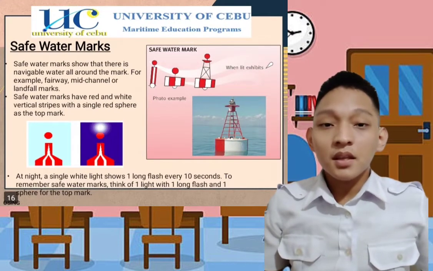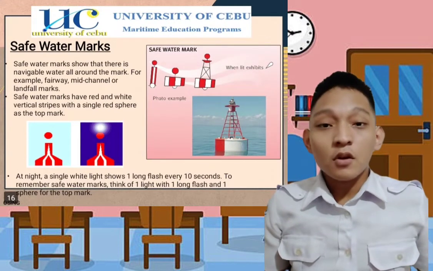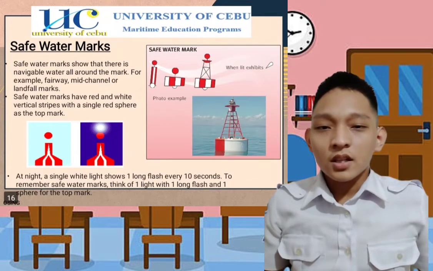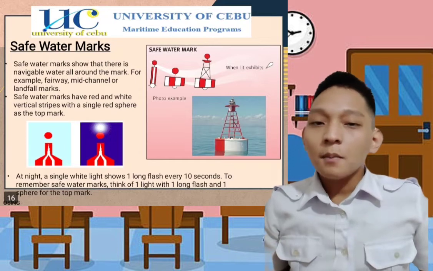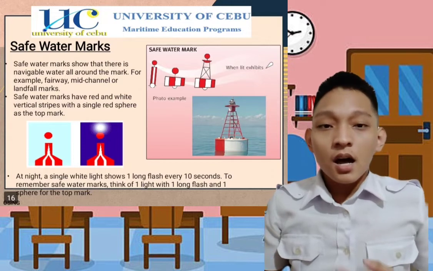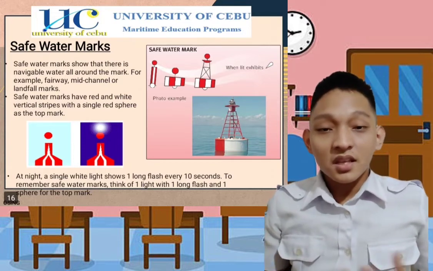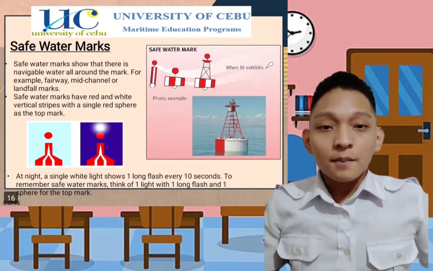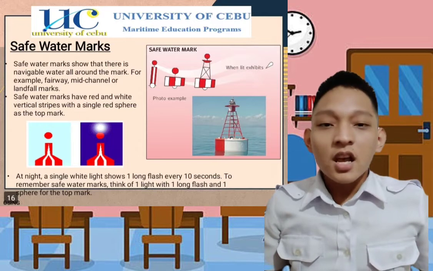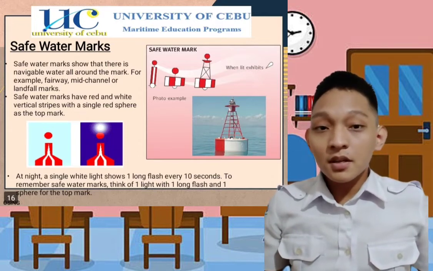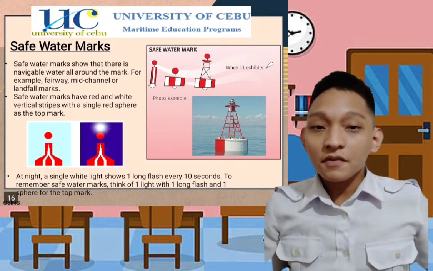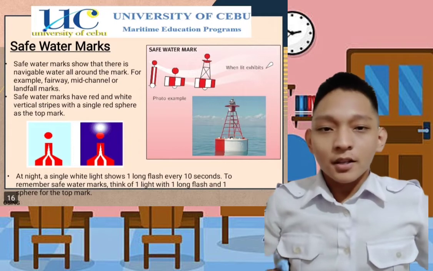Then the next one would be the safe water marks. Safe water marks show that there is navigable water all around them, for example fairway, mid-channel, or landfall marks. Safe water marks have red and white vertical stripes with a single red sphere as the top mark. At night, a single white light shows one long flash every 10 seconds. To remember, think of one light with one long flash and one sphere for the top mark.